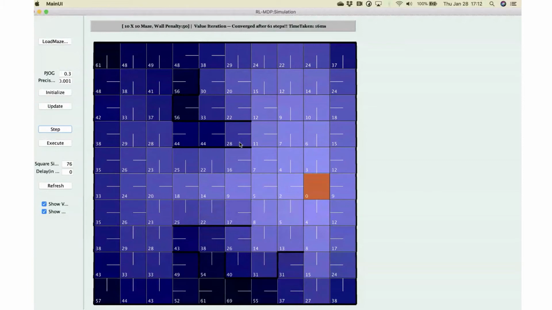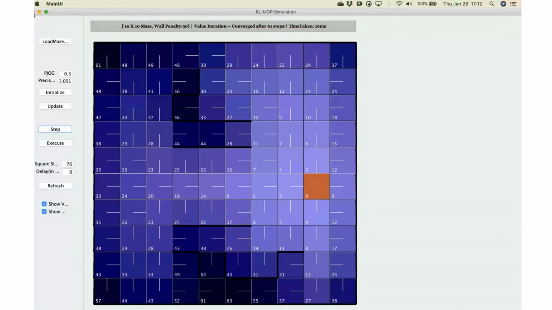So you can try to read a little bit through this and interpret it, but this is just to show that after 61 iterations, and computationally after 16 milliseconds, the algorithm did converge to something which really looks like a good policy.